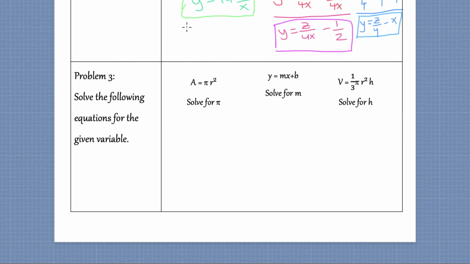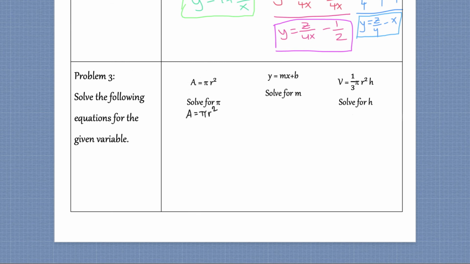Problem 3 says to solve the following equations for the given variable. So if we look at our first one, the equation is A is equal to pi r squared, and it wants us to solve for pi. And so we have our equation right here, and we want to solve for pi, and we just have to get pi alone on one side.